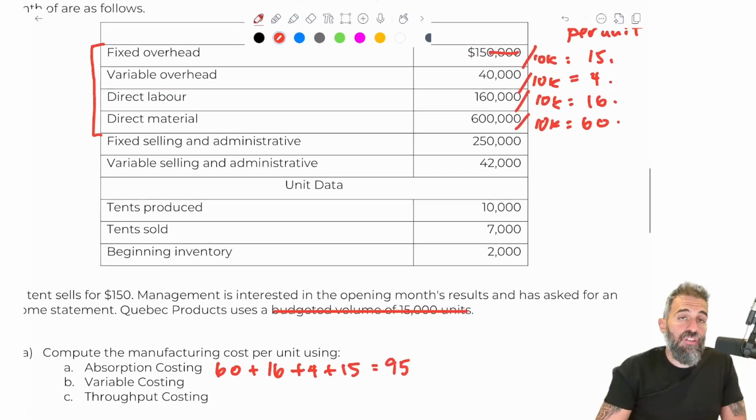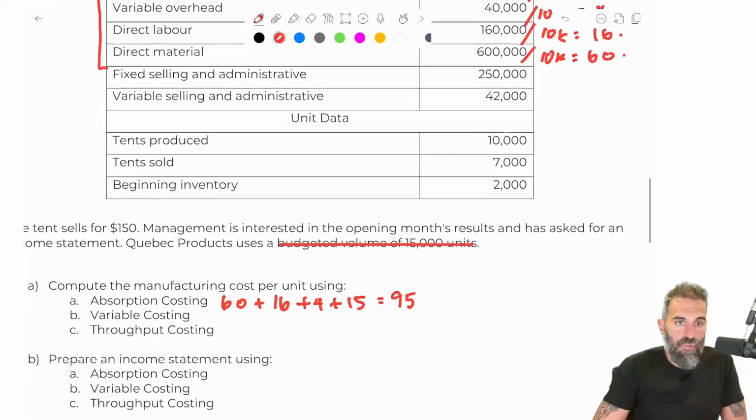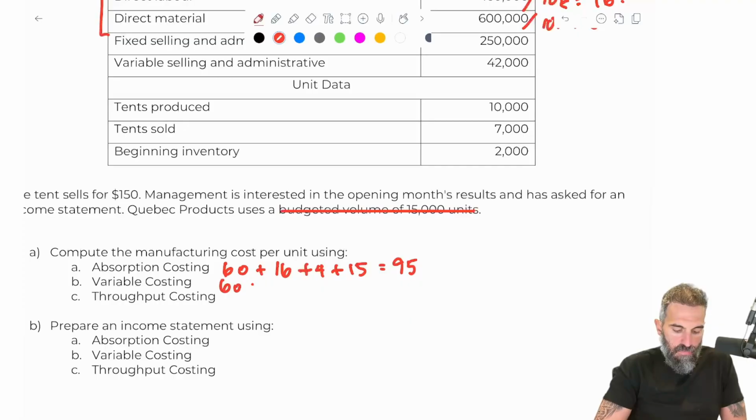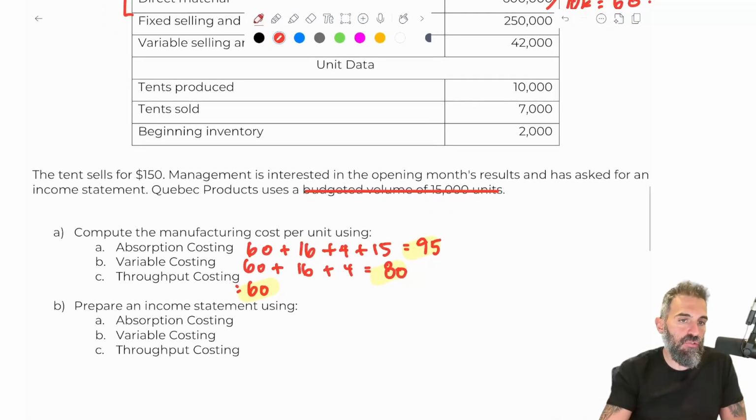Under variable costing, you exclude fixed overhead. It shouldn't be that hard to remember. It's variable costing, so you only include the variable costs. So it would be 60 DM plus DL plus VMOH, so that would be $80. And under throughput, it's only direct material. That's it. So those are your three costs. Super, super, super important first step, because everything you're going to do is going to be based on these numbers.